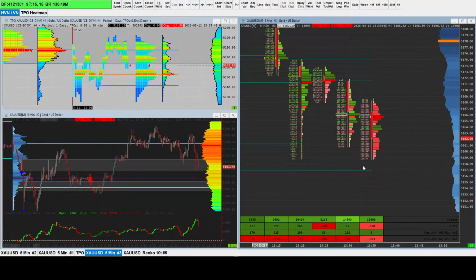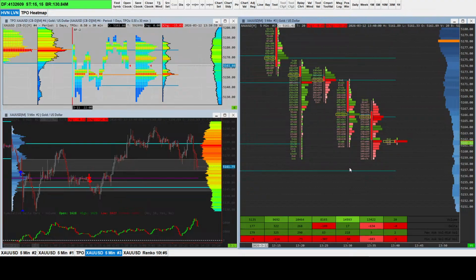Let's see what happens here. No decision yet. It just didn't make any sense. Trading is all about being patient and knowing when to pull the trigger. However, we are in a buy territory.